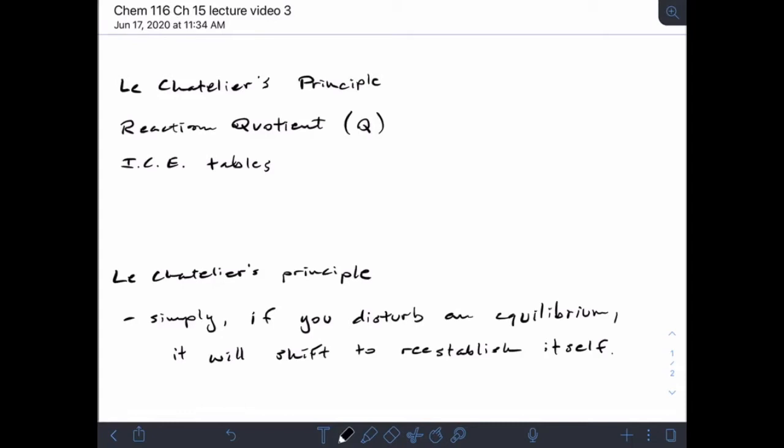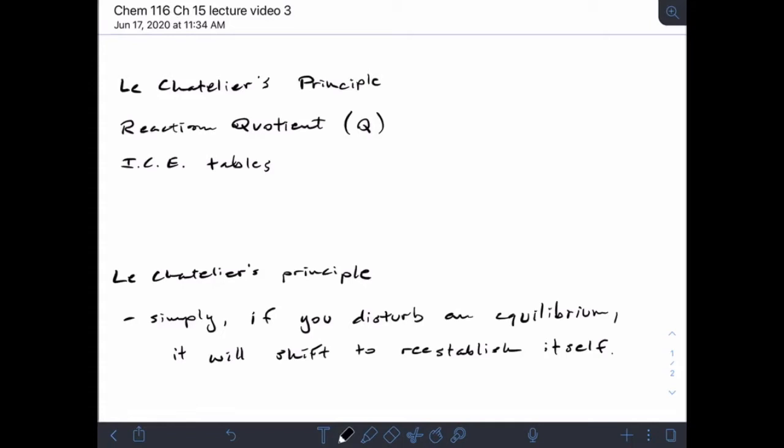The basic idea of Le Chatelier's principle is that if you disturb an equilibrium, it will shift to reestablish itself. That means that if I change the amounts of reactants or products or the amount of heat or the amount of pressure, the equilibrium will respond by making either more reactants or more products in order to reestablish its equilibrium. For a long time as a student, I had a hard time figuring out whether the reaction would shift left or shift right, or what the effects of changing the equilibrium would have.